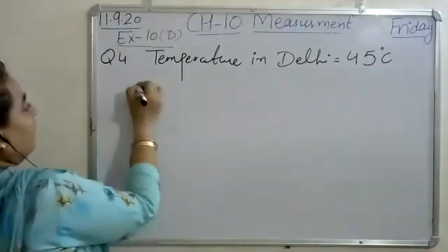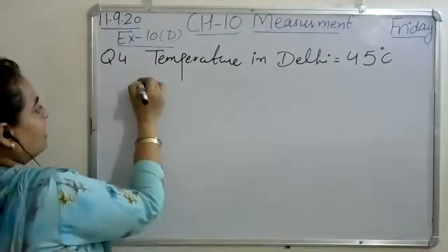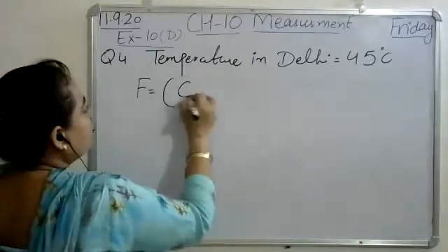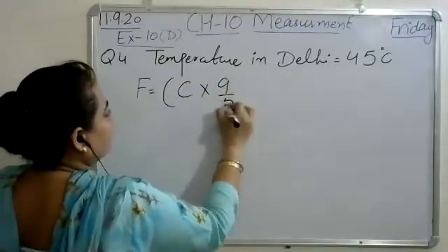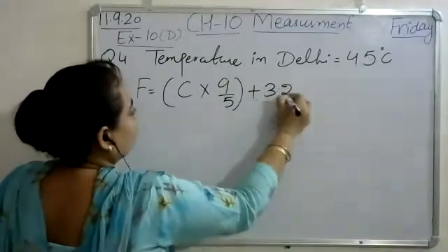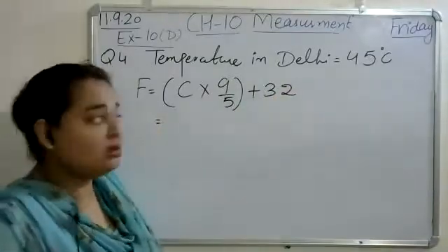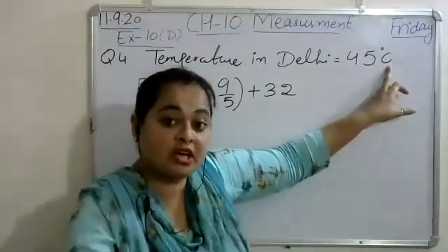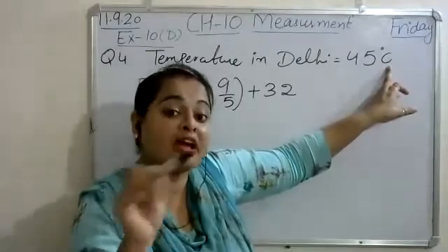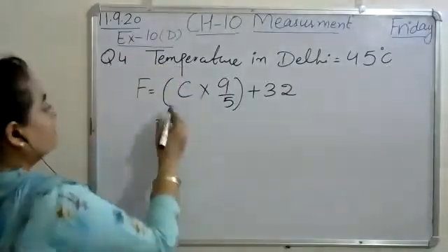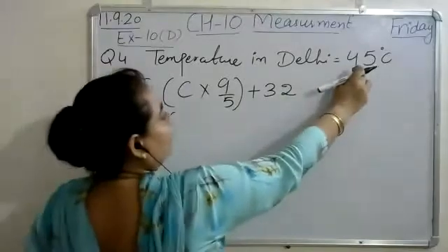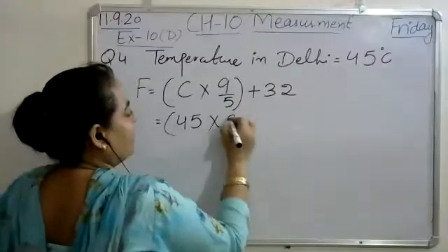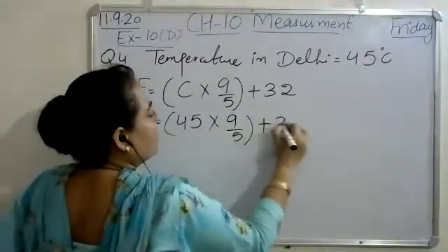So apply the formula. As we know, Fahrenheit is equal to, under the bracket, C multiplied by 9 by 5, plus 32. Why are we changing this Celsius to Fahrenheit? Because in the question the demand is Fahrenheit. That's why. Now what is Celsius? 45. So 45 multiplied by 9 by 5 plus 32.